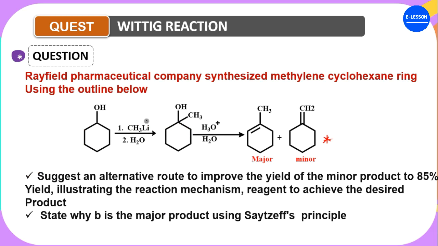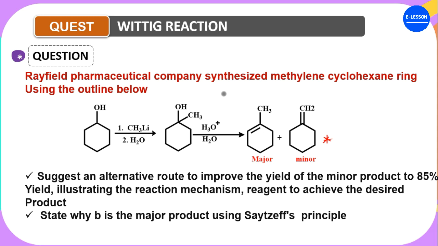This route is the one that uses Grignard reagent, or alkyl lithium. It adds the alkyl lithium here and then continues like that. But we are not going to use that method here. Now, the next one says state why B is the major product using ZSF rule.